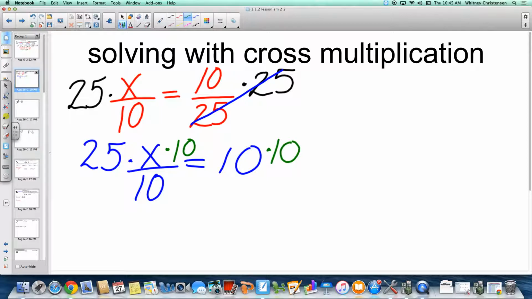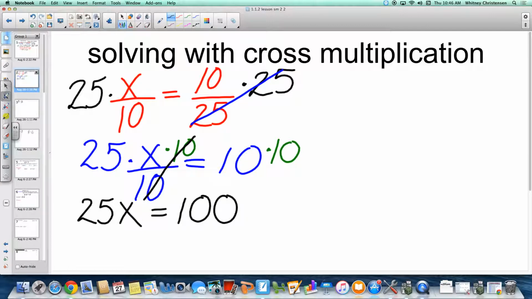So now I want you to look over here on the left. What's 10 divided by 10? 1. Yay! It's all gone. So over here, all we have is 25 times x, or 25x. Same thing. Now on the right, we have 10 times 10, which is 100. And our last step, well, let me stop there. I get way excited about that.